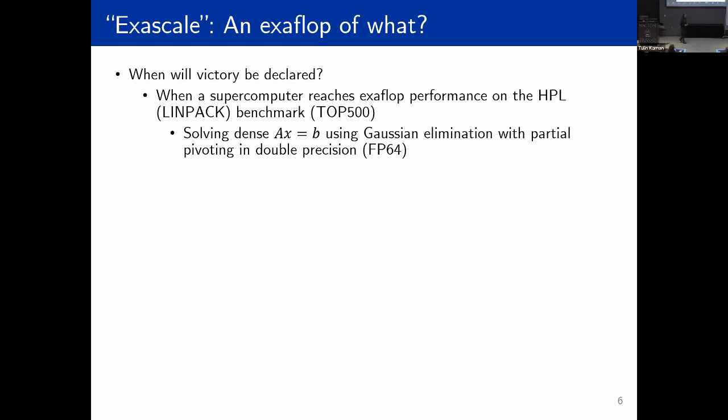This is traditionally the way that we have ranked supercomputers, and some might argue that that's a good thing. Some might argue that's a bad thing. We will declare we have reached exascale computing when a supercomputer achieves exascale performance on this benchmark. That's 10^18 floating point operations per second.